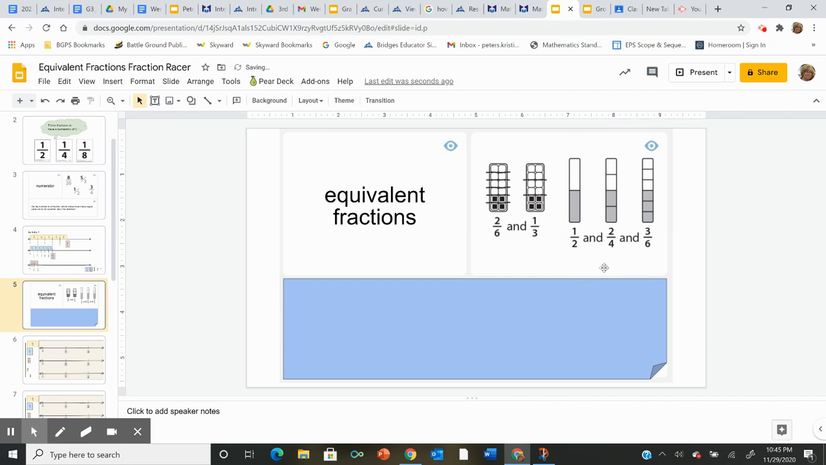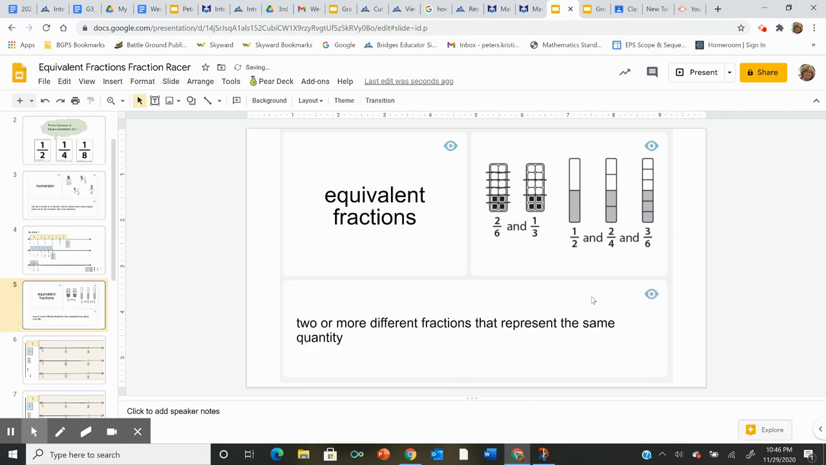Here's another example that's a little more similar to what we've been doing. So this is on a bar, and you can see half of it is shaded in, and there's my half. Here, it's been broken into 4 parts, and 2 of them are shaded in, so it's 2/4. And here, it's been the same amount. It's been broken into 6 parts, and 3 are shaded in. So we could say that 1/2, 2/4, and 3/6 are equivalent fractions.